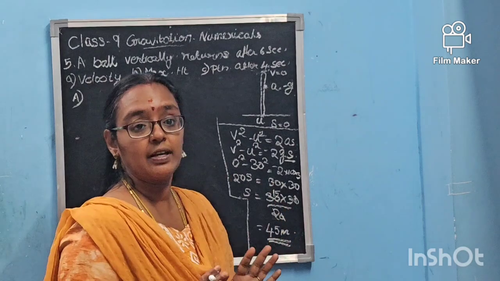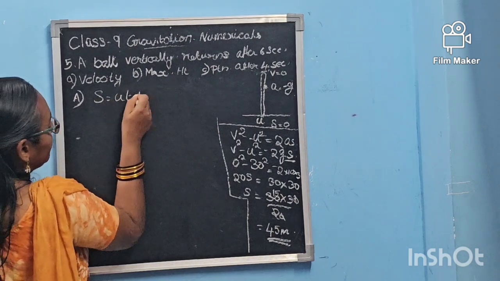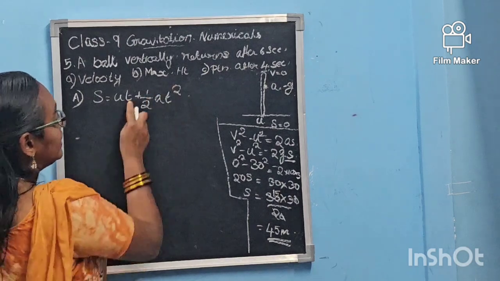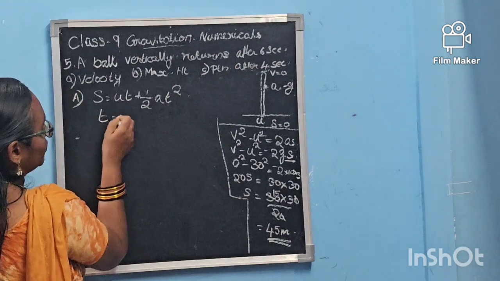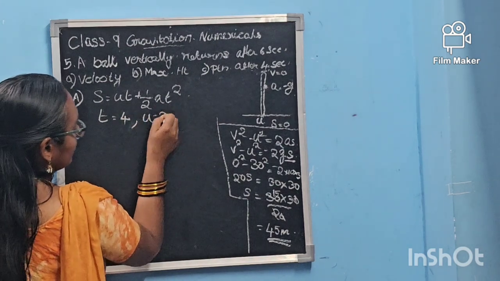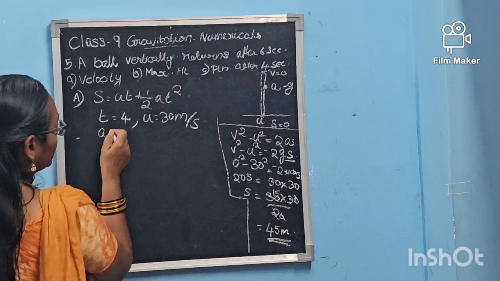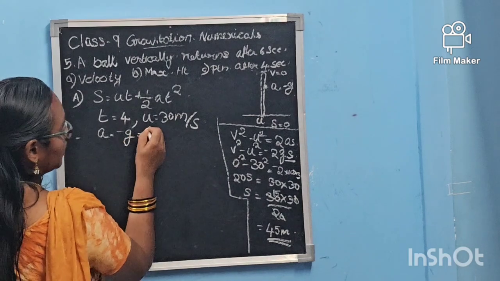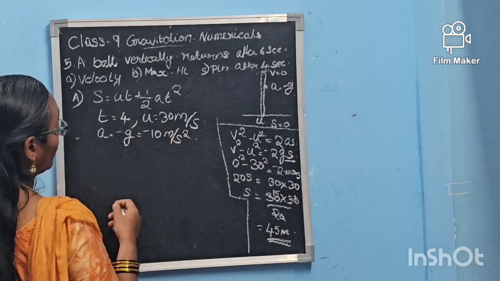So how can we solve it? The same equation, S is equal to ut plus half a t square. Here t has changed from 6 to 4. Here t is equal to 4. U we know is 30, U is equal to 30 meter per second. A is equal to minus g, which is minus 10 meter per second square.